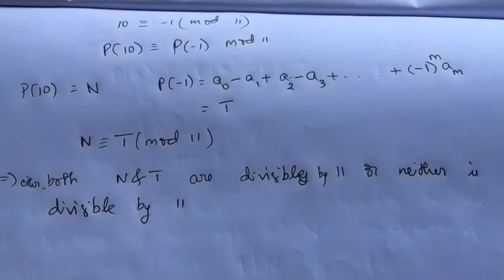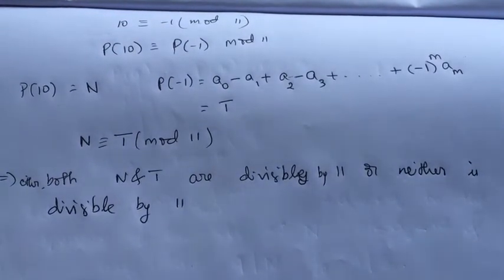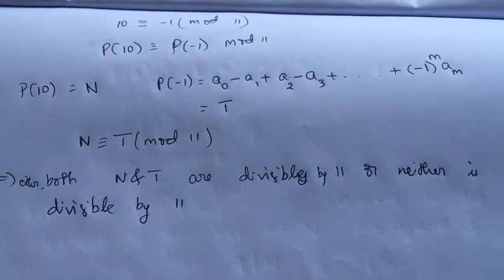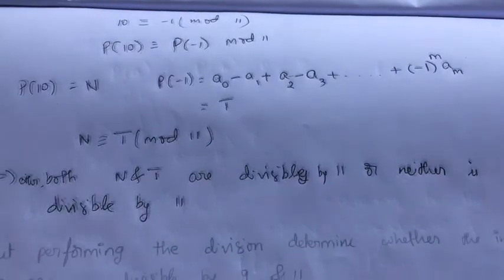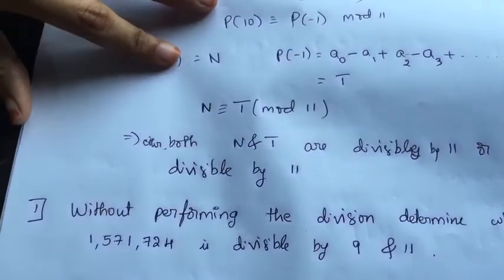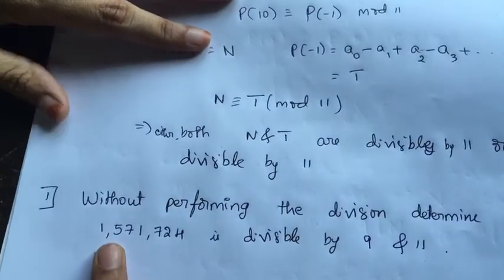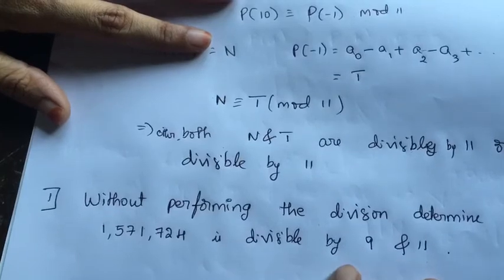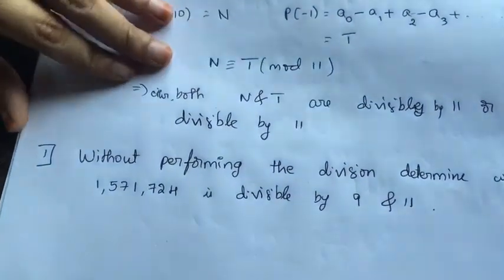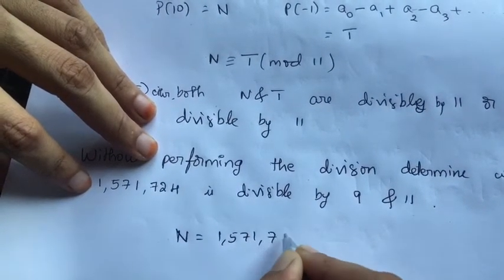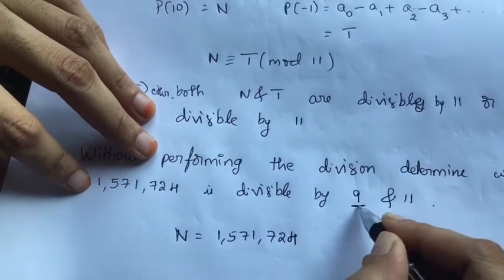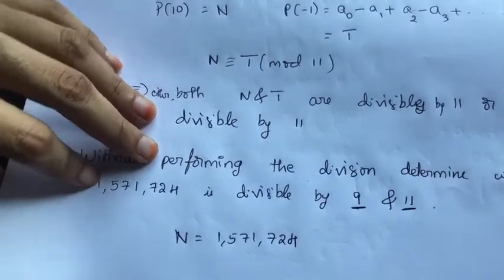So the question will be like, they'll give you an integer n, and they'll ask you to check whether it is divisible by some integers, either 9 or 11, and you have to go by this method only, not by the actual division. Without performing the division, determine whether the integer 15,71,724 is divisible by 9 or 11. I have to check both.